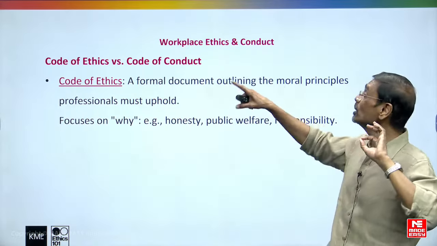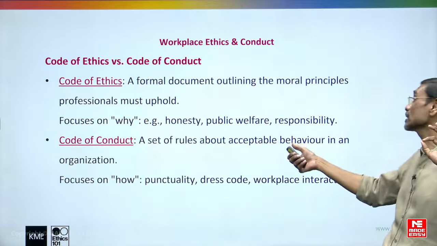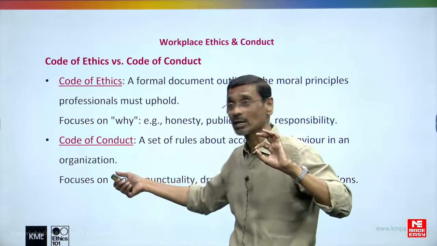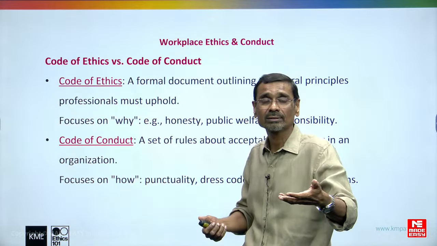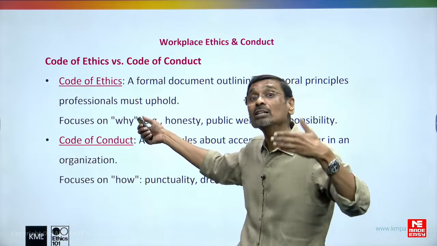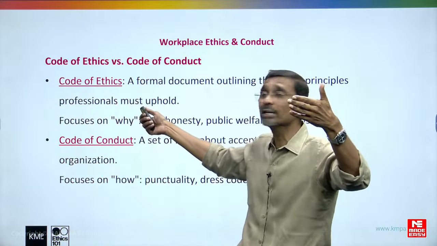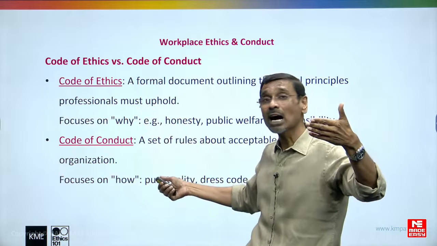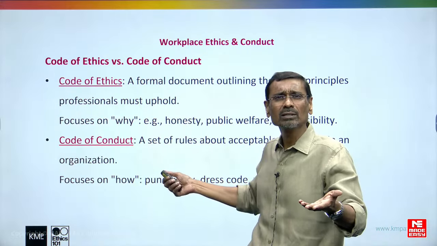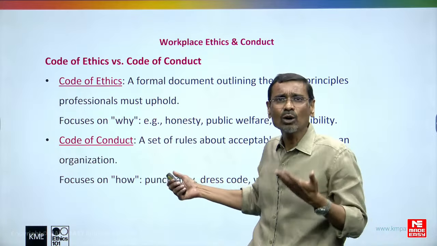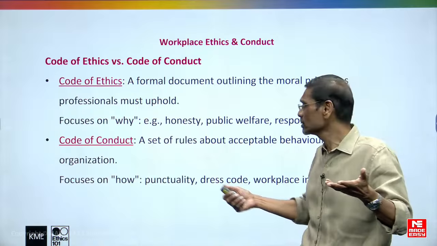Whereas code of conduct is something else. Code of conduct is a set of rules about acceptable behavior in an organization. This focuses on how to get the work done. Code of ethics talks about the ultimate goal of an engineer. What is the ultimate goal of an engineer? That's code of ethics. This is how. How can an engineer get the work done? Simple. Conduct is how. I'm punctual, I'll get the work done.